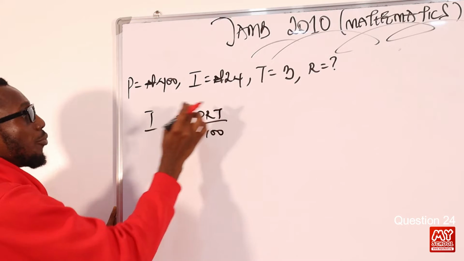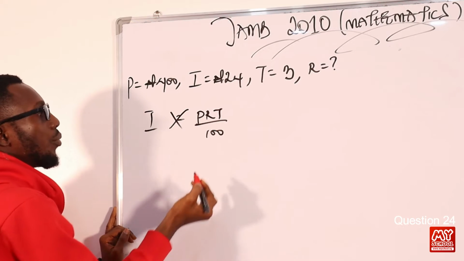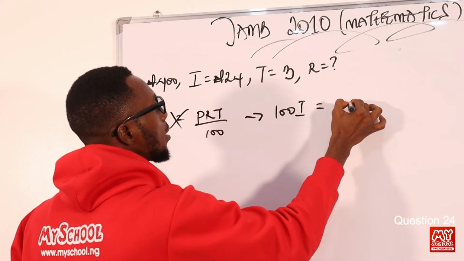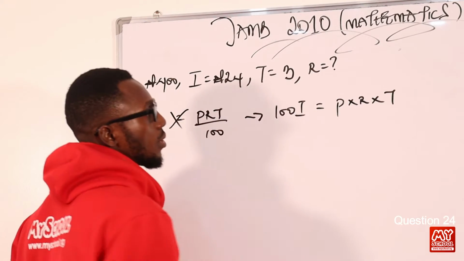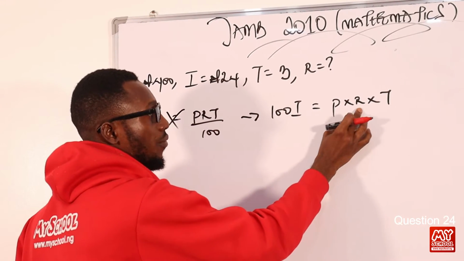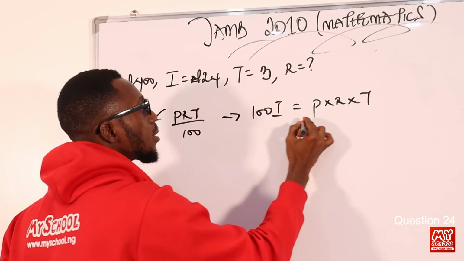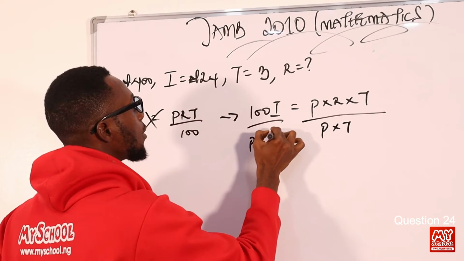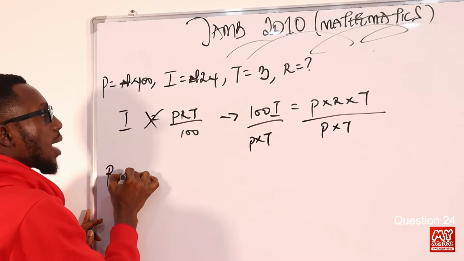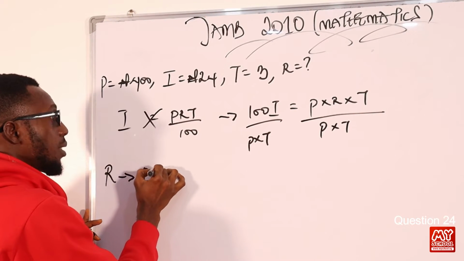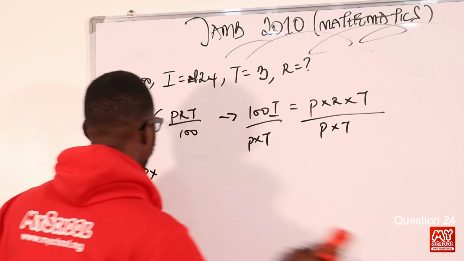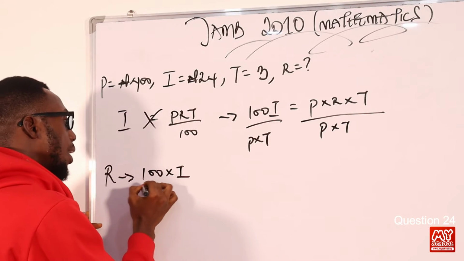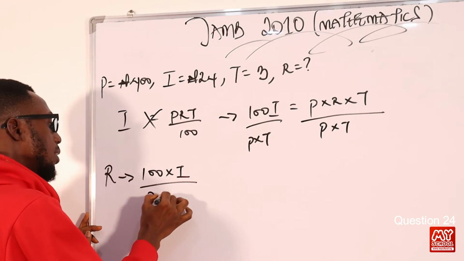So we are asked to make the rate the subject of the formula, then we cross multiply. So I have 100 I equals P times R times T. So what do we do? We divide both sides by the coefficient of R, which is P times T. So I can write that as 100 times I, or 100I, over P times T, or PT.